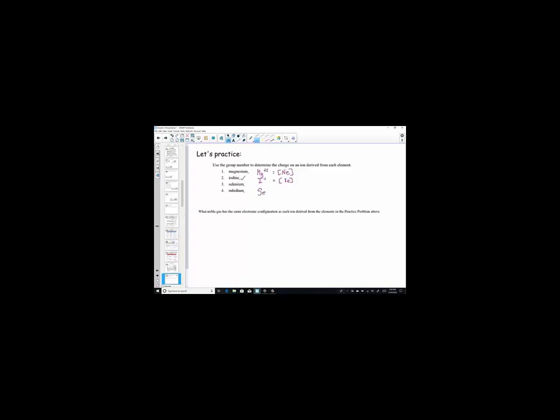Selenium becomes selenide. And selenide has the same configuration as the noble gas, krypton. So selenium gaining 2 electrons becomes isoelectronic with the noble gas, krypton. And rubidium, the elemental symbol for rubidium is Rb. Rb is in group 1A on the periodic table, meaning it had 1 valence electron. Loss of 1 made it a +1. So minus an electron says go back.